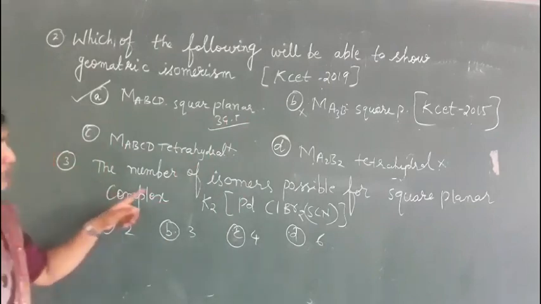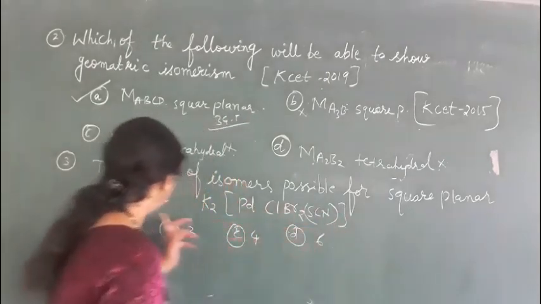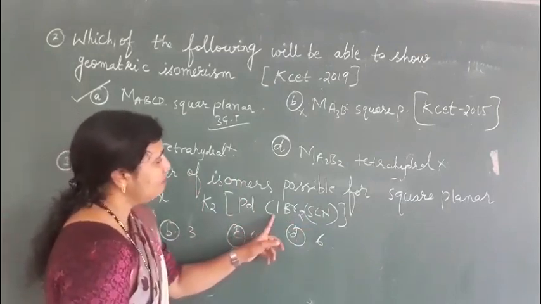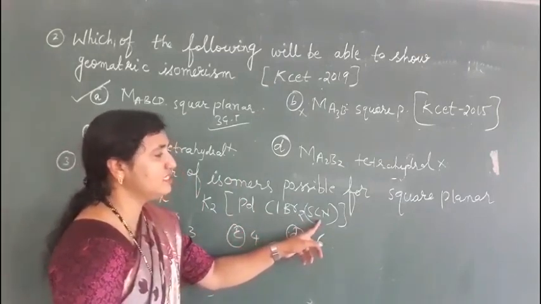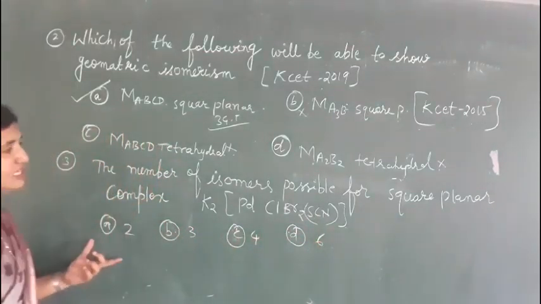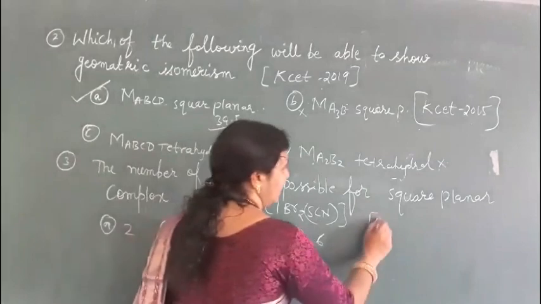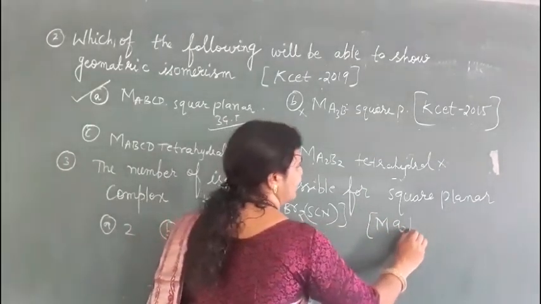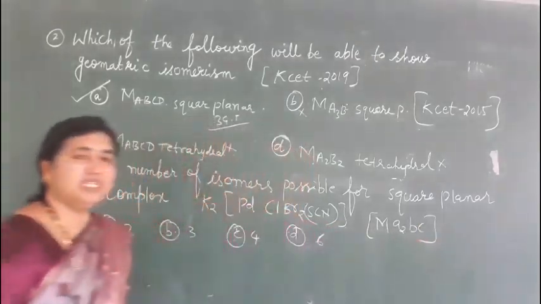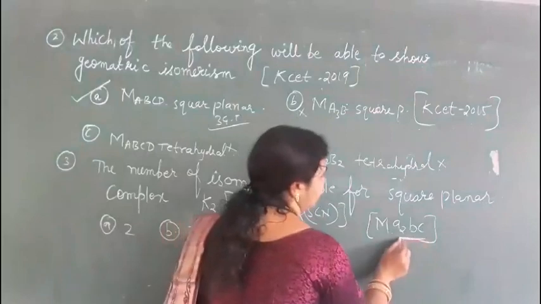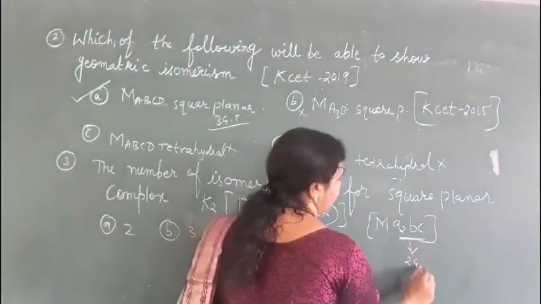Next question: the number of isomers possible for the square planar complex K2[PdCl2Br2(SCN)]. How many isomers are there here? Which type is this? Bromine, how many are there? 2. So it is A2BC type, and A2BC type has 2 geometrical isomers only.